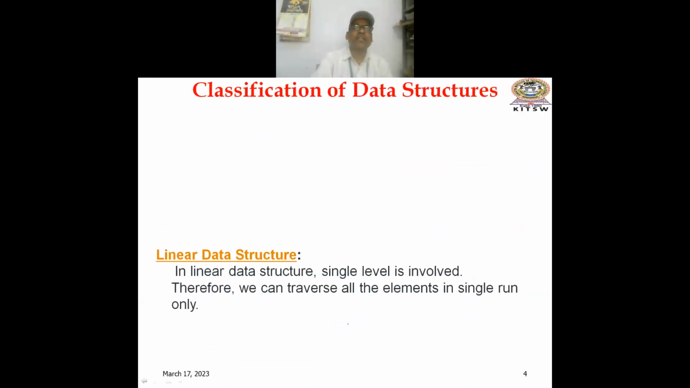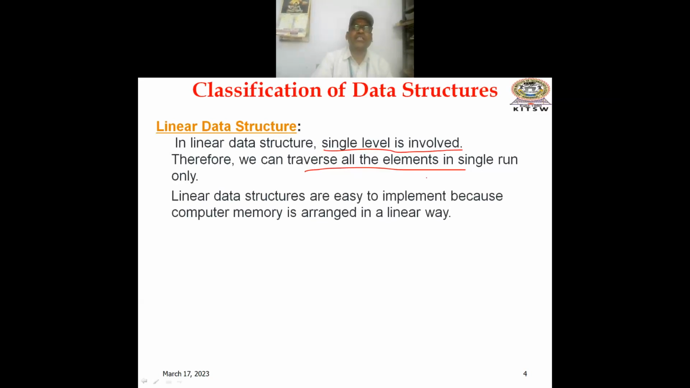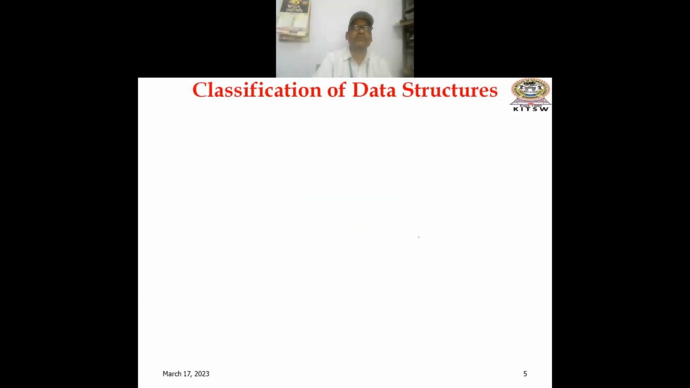Fine. Then in a linear data structure, only a single level is involved. Therefore, we can traverse all the elements in a single run only. Linear data structures are easy to implement because the computer memory is also organized in a linear manner. So examples of the linear data structures are arrays, stacks, queues, and linked lists.